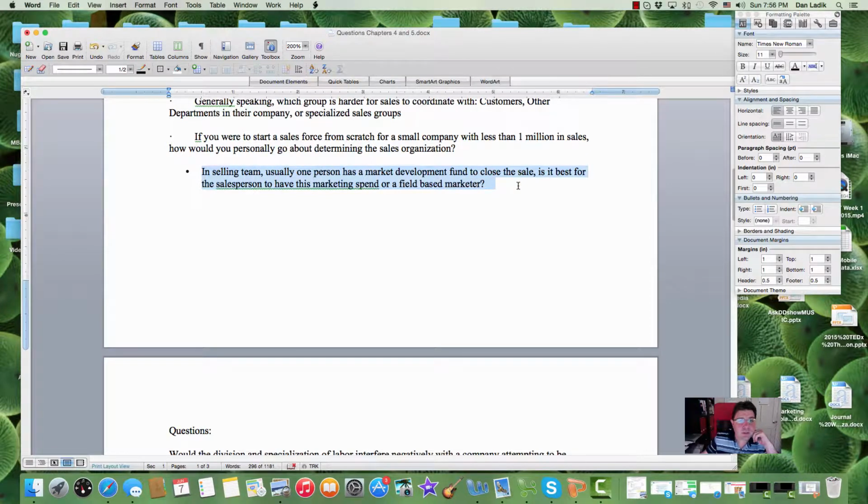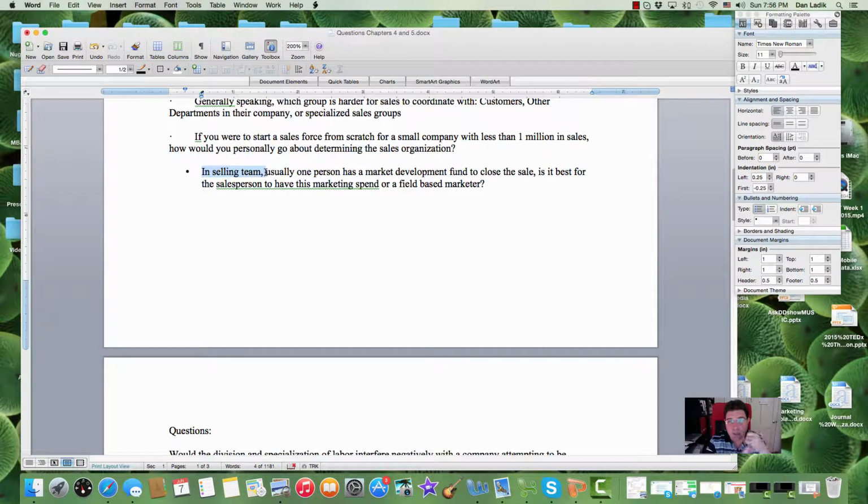In team selling, usually one person has the market development fund to close the sale. It's best for sales to leave this marketing spend. In team selling, just like a baseball team or a basketball team, each person on the team has a specific role. There is probably one person who does the meeting, the greeting, the presenting, and the closing of the deal.